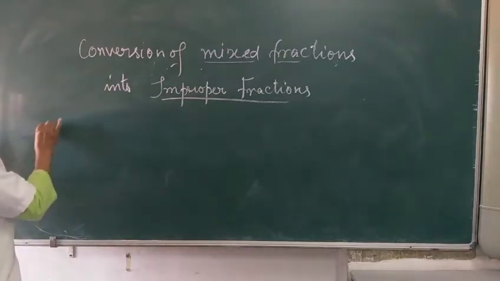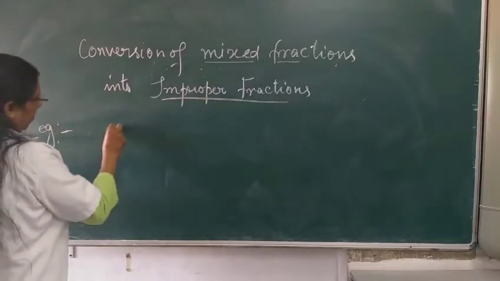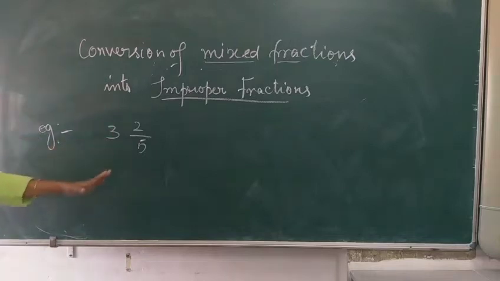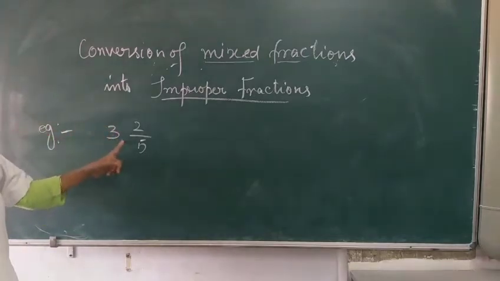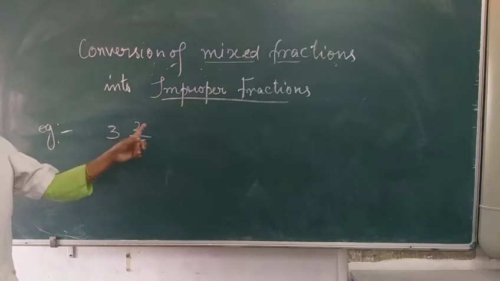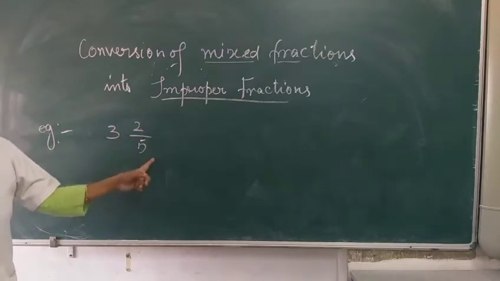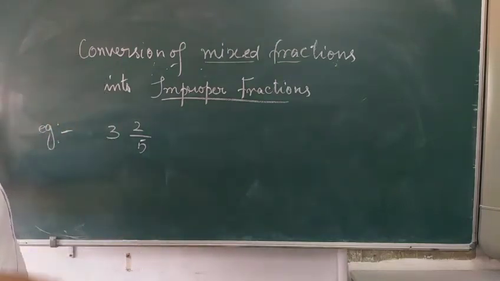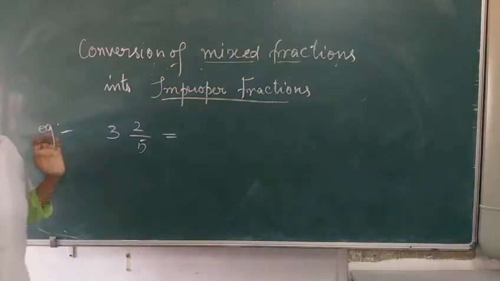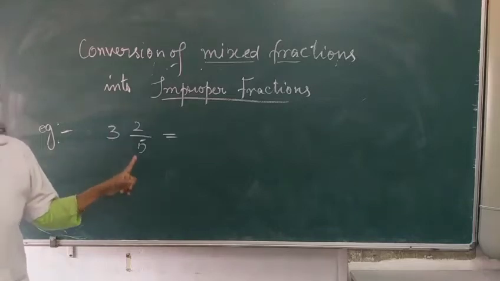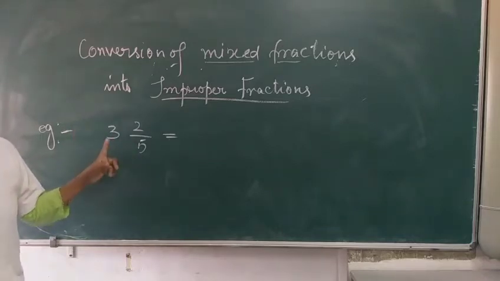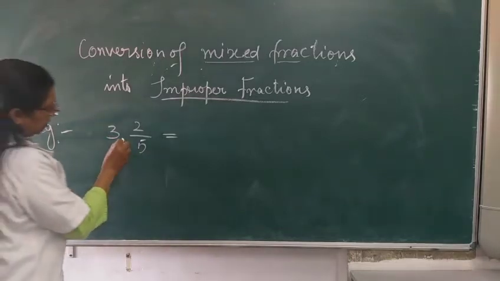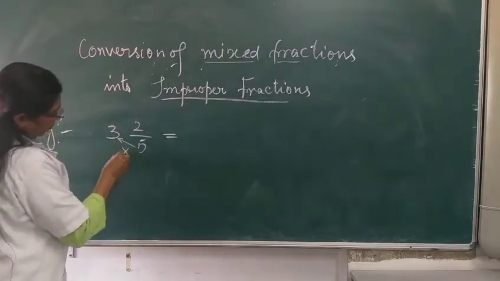To give you an example, 3 2 by 5. It is a mixed fraction. 3 is the whole number, 2 by 5 is the proper fraction. So how to convert this into an improper fraction? See, first you multiply the whole number and the denominator. Find out the product of this whole number and denominator. Understood? Multiply these two.